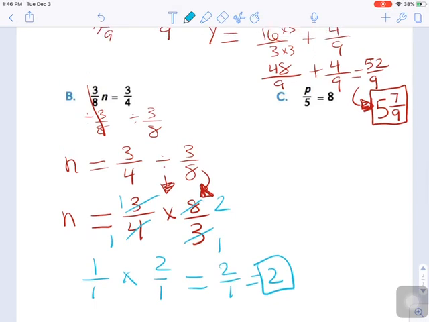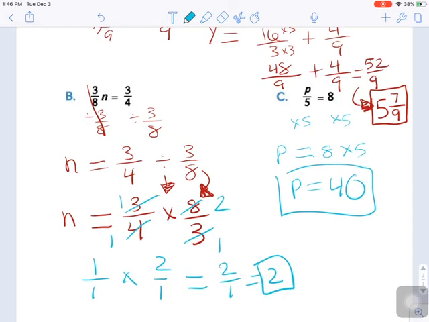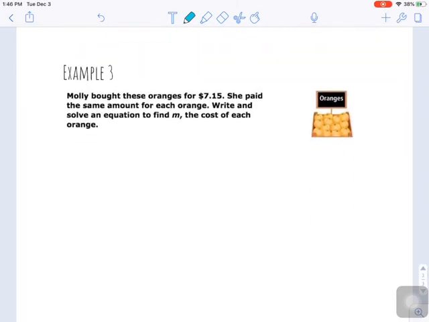All right, C. P divided by 5 equals 8. So whenever you see that fraction, we're dividing there. So to undo division, I'm going to multiply by 5 on both sides. So I'm going to say P is equal to 8 times 5, which we know is 40. So P equals 40 there. All right, last one, example 3.